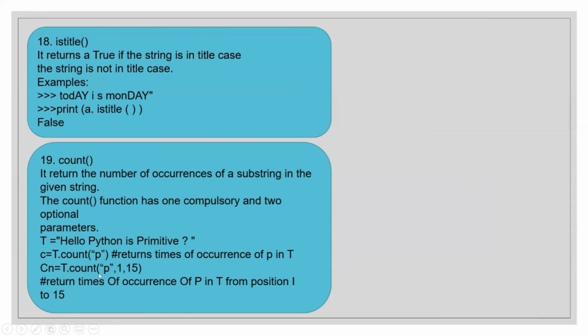Then we have another thing. If I write t dot count P and from 1 to 15, it's going to check between index 1 to 15 only. That means from 1 to 14. 15 will not be included, the index number. The rest of the letters which are before 1 and after 15 will be ignored. No matter if there are thousands of P, 0 P, 2 P, it doesn't matter. It's just going to count the number of occurrences of P between 1 to 15.